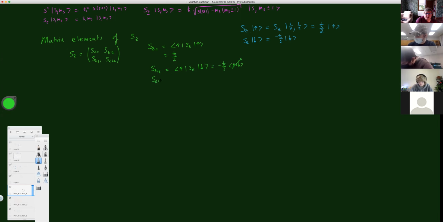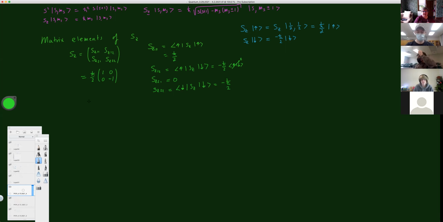Similarly, SZ21 is 0. And SZ22 is down SZ down, which is negative H bar over 2, and then times 1, because down inner product with down is 1. And so SZ in matrix form is H bar over 2 times the matrix 1, 0, 0, minus 1. Yeah? Okay.